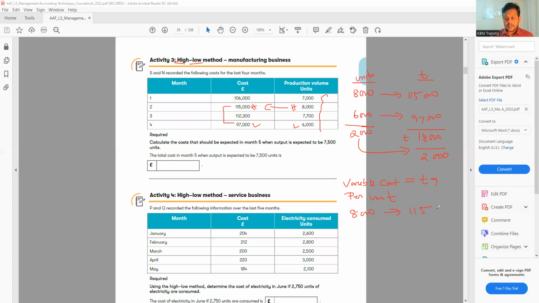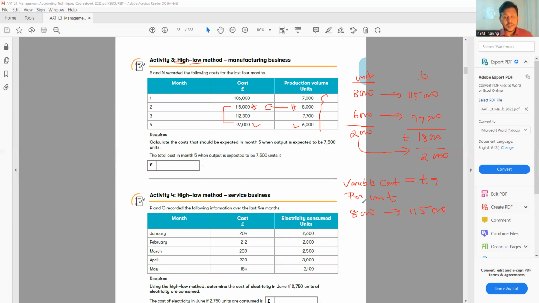We can take any figure we like, 8,000, 7,000, 6,000, any one, it will give you the same result. So for 8,000 units, the cost was 115,000. Total cost means I have a fixed cost and a variable cost, both. If I take out all the variable cost, the remaining will be the fixed cost.